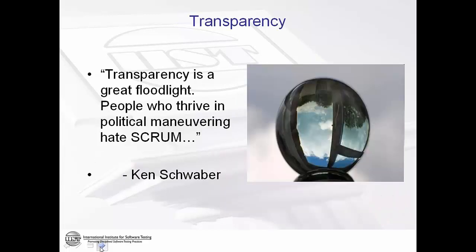Transparency. In terms of detecting defects, one of the things that we do with people and teams is have them publish it. It could even be that these charts are pushed to the web or pushed to a shared drive where people can pull things onto their mobile device, and be able to get the latest defect statistics on their handheld device. Transparency is a great floodlight, said Ken Schwaber. People who thrive in political maneuvering hate Scrum. That's an interesting quote.